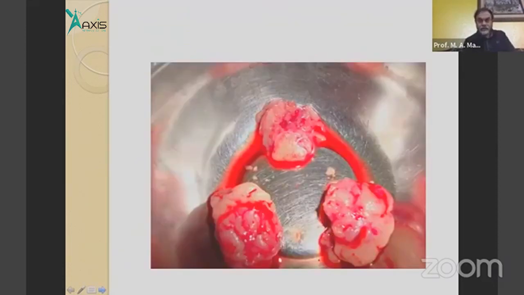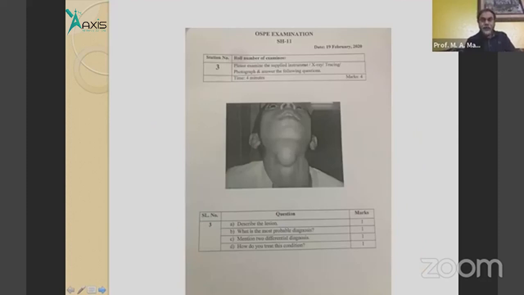This is another specimen of tonsil and adenoid. This is a thyroglossal cyst. The lesion is a cystic swelling in front of the neck at the level of the hyoid bone.